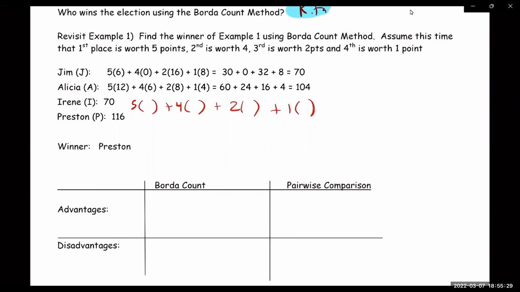That's what I thought was weird, that they have a different point system, but there are only 4 candidates. But that's what they say. First place is 5 points. Second place is 4 points. Third place, instead of 3 points, they went to 2 points. And then fourth place is 1 point. So they skipped the 3 points for some reason. Anyways, if you do this, they did it for us. It looks like Preston is the winner.